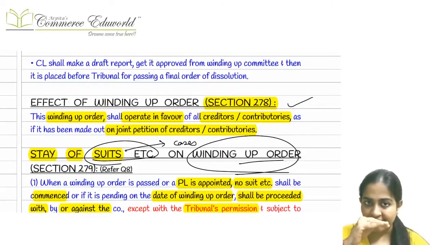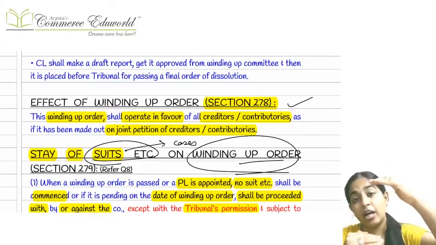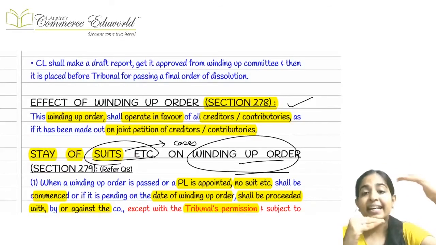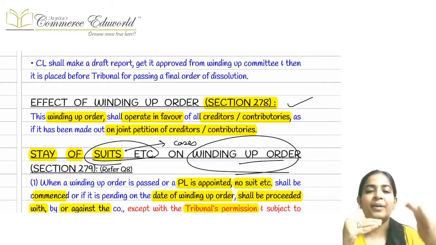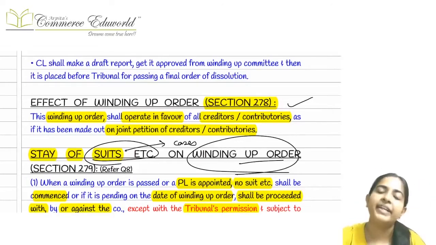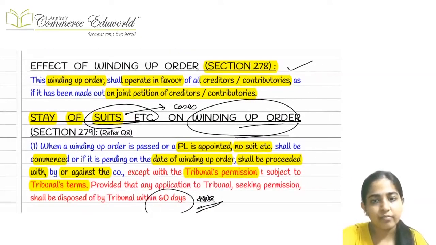Okay, at the lowest level we have the company liquidator, then we have the winding up committee, and then we have the tribunal. So if the company liquidator wants to communicate with the tribunal, then it has to go through the winding up committee. First the company liquidator will submit the draft, the winding up committee will approve it, and only then does it get submitted to the main committee. It will get submitted to the tribunal, right?